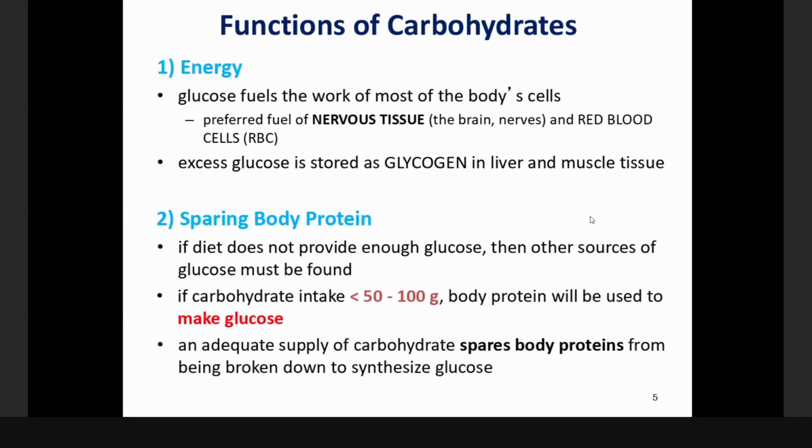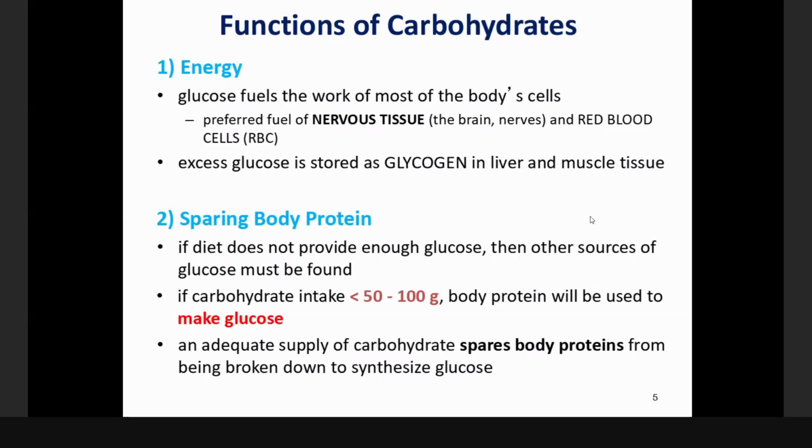Let's summarize the functions of carbohydrates. One is that it is an immediate source of energy for our body, especially our nervous system. Our nervous tissue prefers to use carbohydrates in the form of glucose as its energy source. Our brain and nerves utilize glucose as a source of energy. Red blood cells, since mature red blood cells lack mitochondria, depend totally on glycolysis for energy production in the form of ATP from glucose.